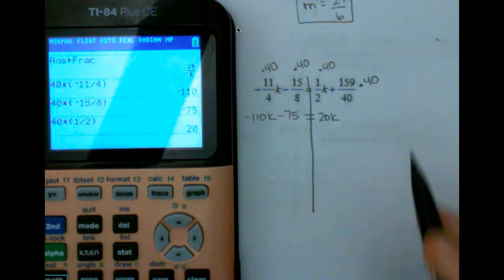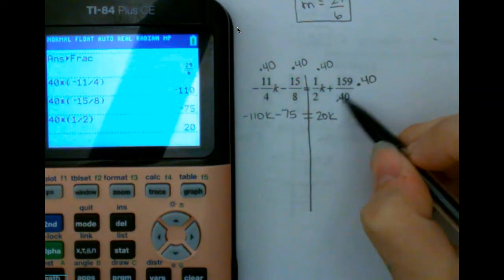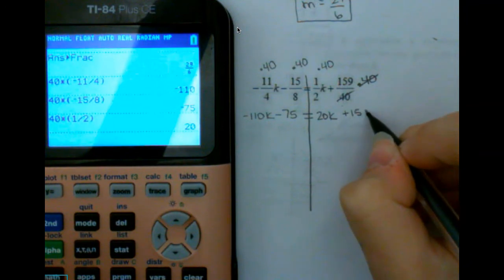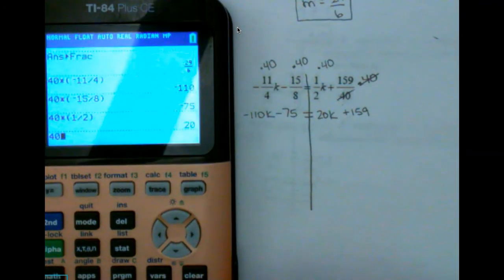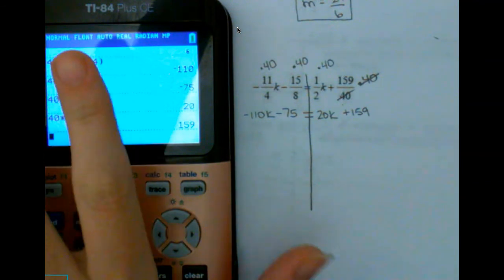And for the last one, I could put this in my calculator, but I could also notice that the 40 and 40 will cancel out, and I'm just left with 159. But if you want to do 40 times 159 over 40, you can in your calculator, and it will still give you the 159. So if you just want to do all of the fractions in your calculator, you totally are welcome to do that. But if you want to take that shortcut and just say, hey, I know that those cancel out, you're totally fine to do that as well.